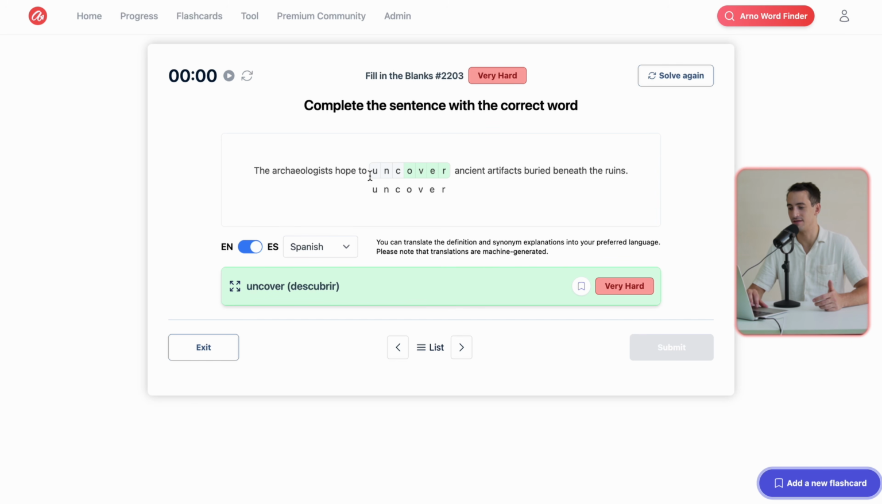But in this case, the clues we had, or the letters we were given, were UNC, which made it clear that the only word that could fit here would be uncover. So you can see how I'm combining clues of different kinds, of course doing it quickly, to get the correct answer.